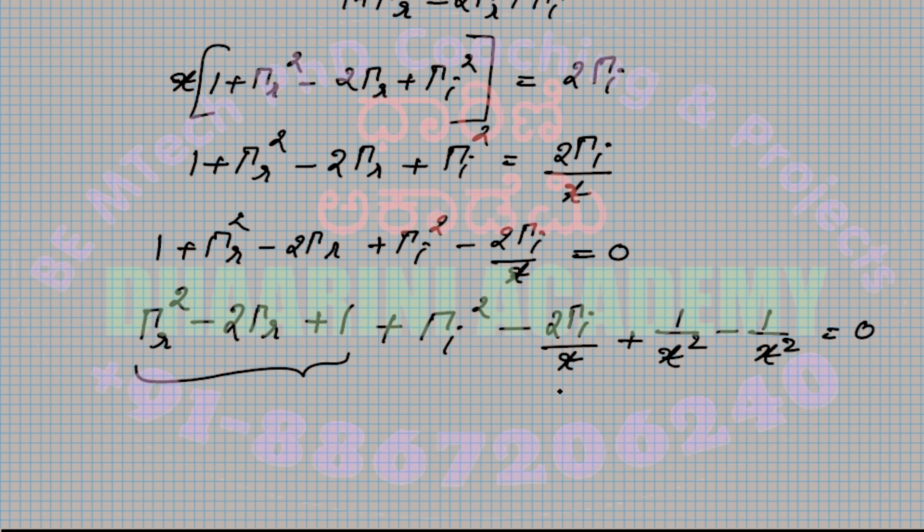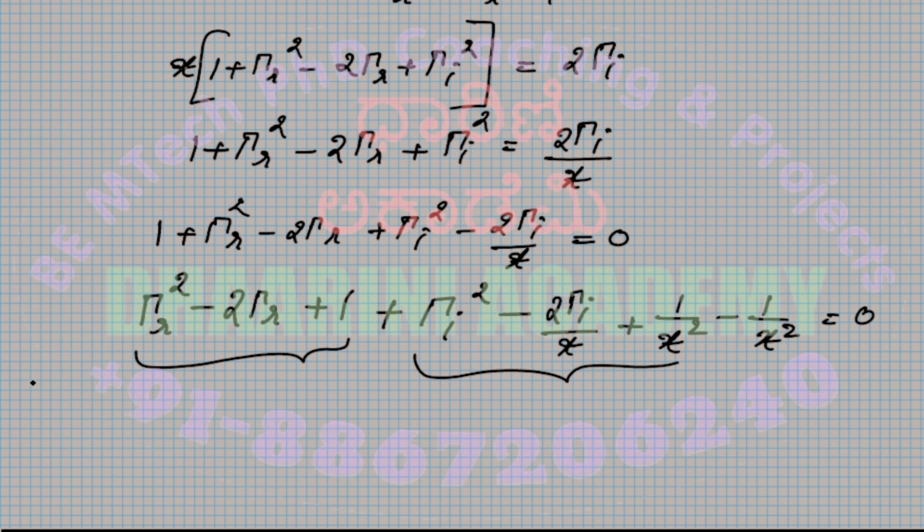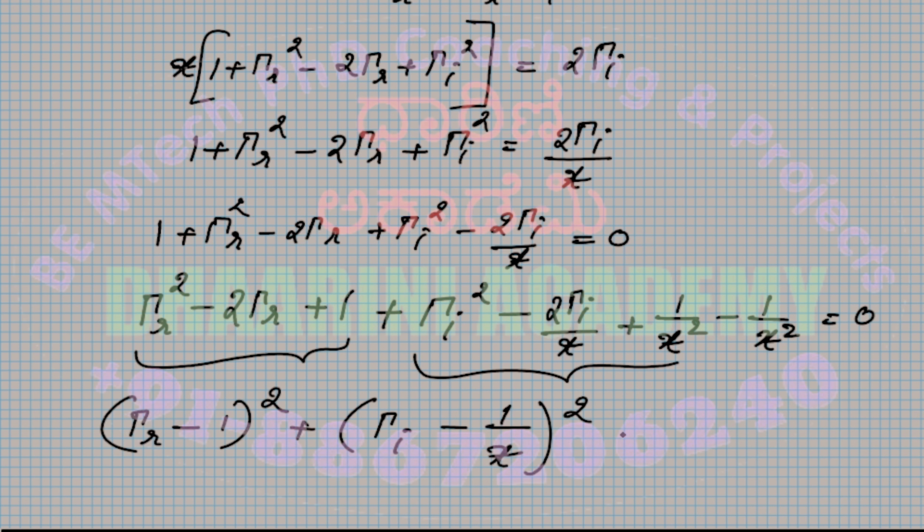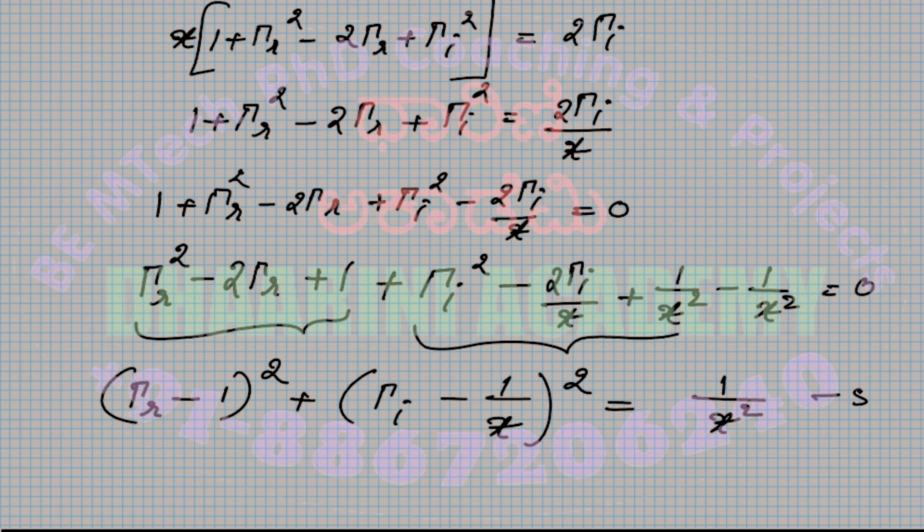These three I'll club. So when you club the first three terms, what do I get? This is gamma r, is it plus 1? Sorry, it's minus 1, my mistake. Gamma r minus 1, a minus b whole square. Correct? And the second term is a square minus 2ab plus b square, it's again gamma I minus 1 by x the whole square. Correct? Equal to 1 by x square. This is equation number 5.